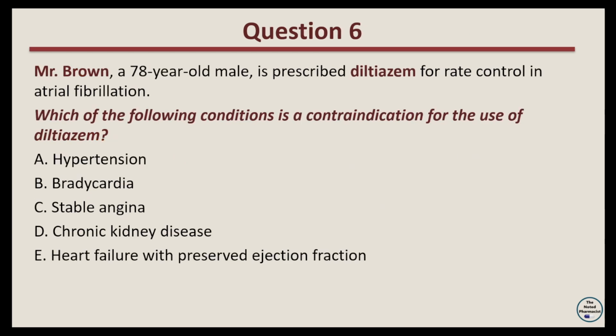Question 6. Mr. Brown, a 78-year-old male, is prescribed diltiazem for rate control in atrial fibrillation. Which of the following conditions is a contraindication for the use of diltiazem? Option A, hypertension. Option B, bradycardia. Option C, stable angina. Option D, chronic kidney disease. Option E, heart failure with preserved ejection fraction.